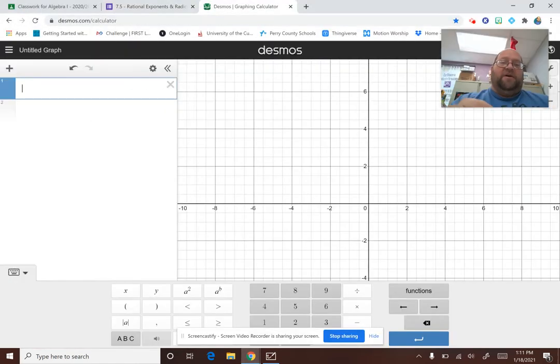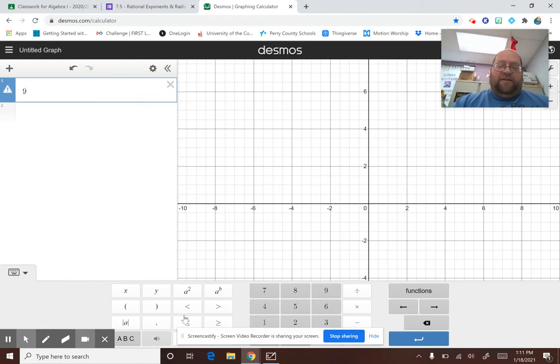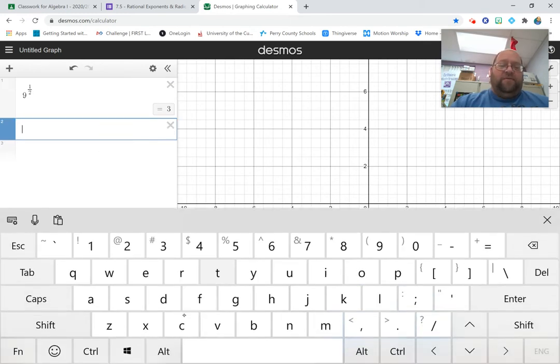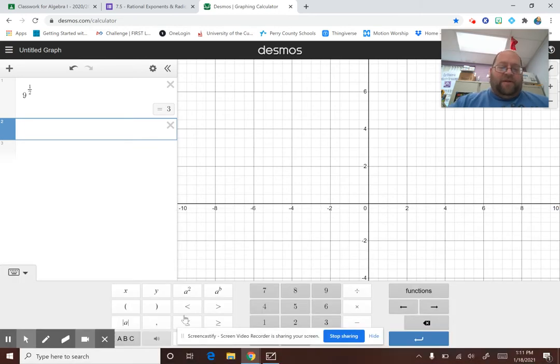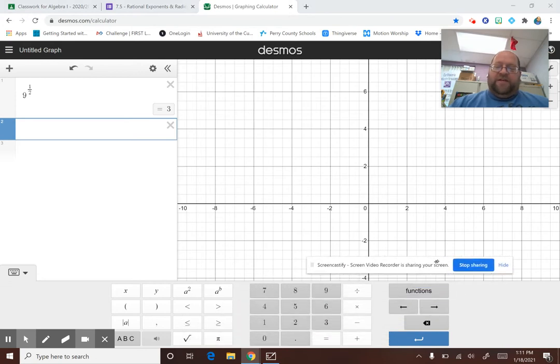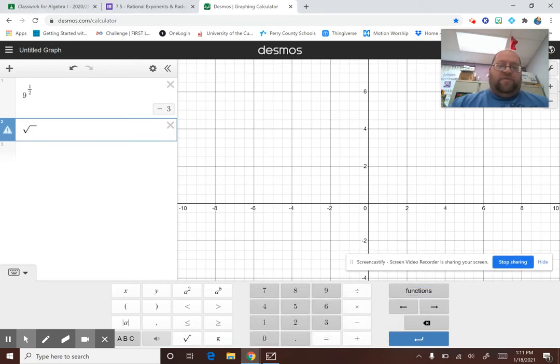We're going to go to Desmos. If I put in 9, and here I've got this a raised to the b, that allows me to put in whatever index I want. I'm going to choose that, and I'm going to put 1 divided by 2. You notice 9 to the 1/2 power actually gives me the answer of 3. The same thing happens if I do the square root of 9: the answer is also 3.